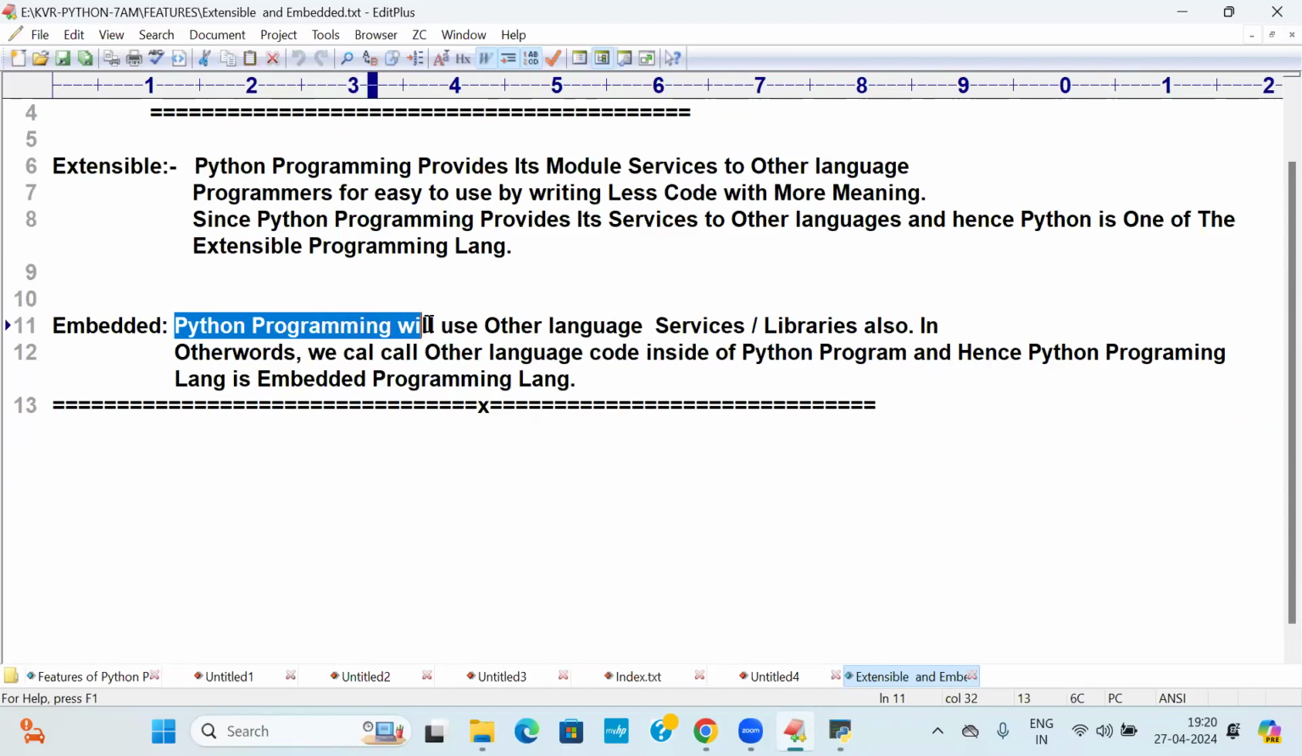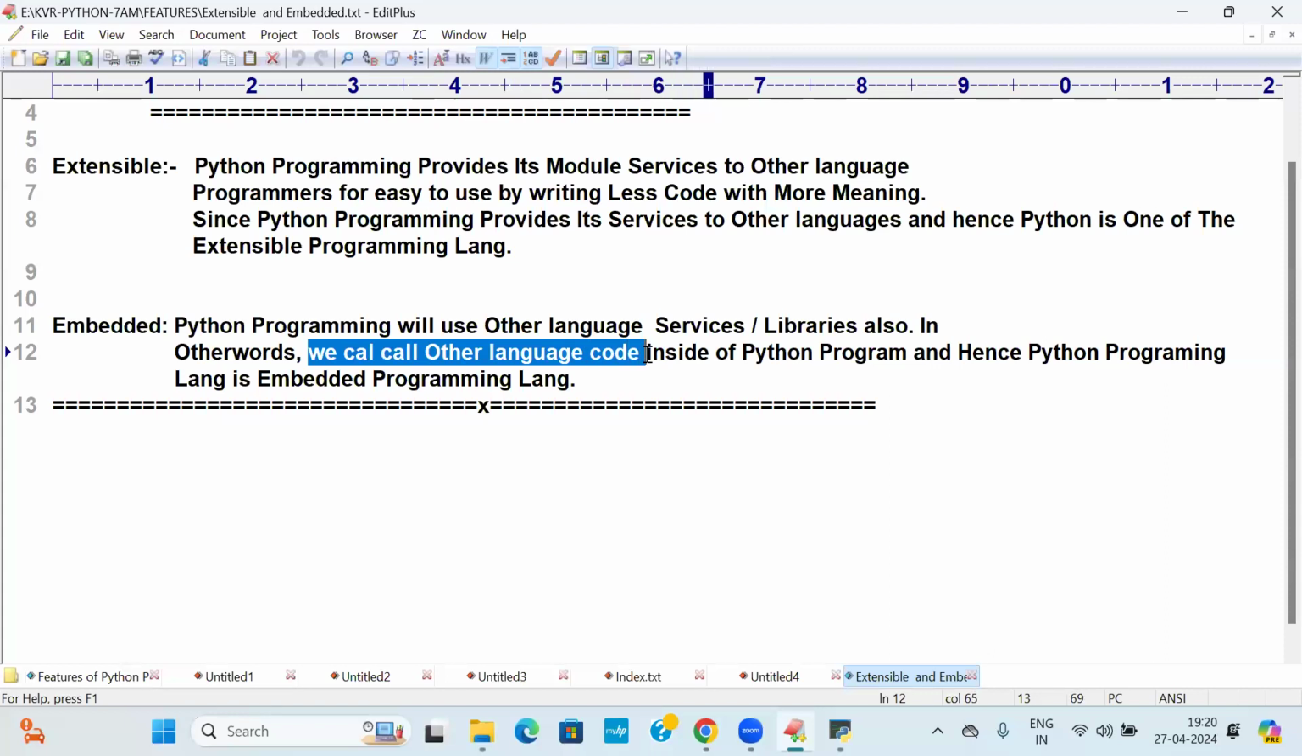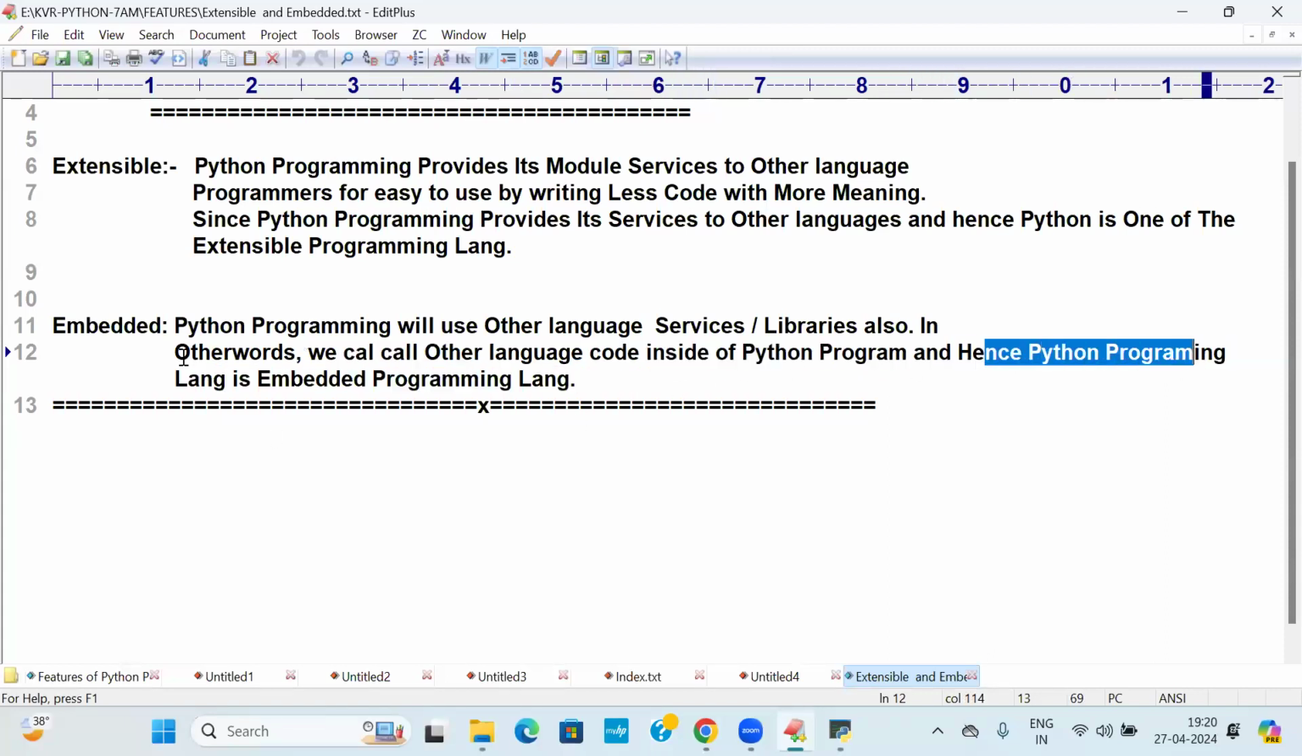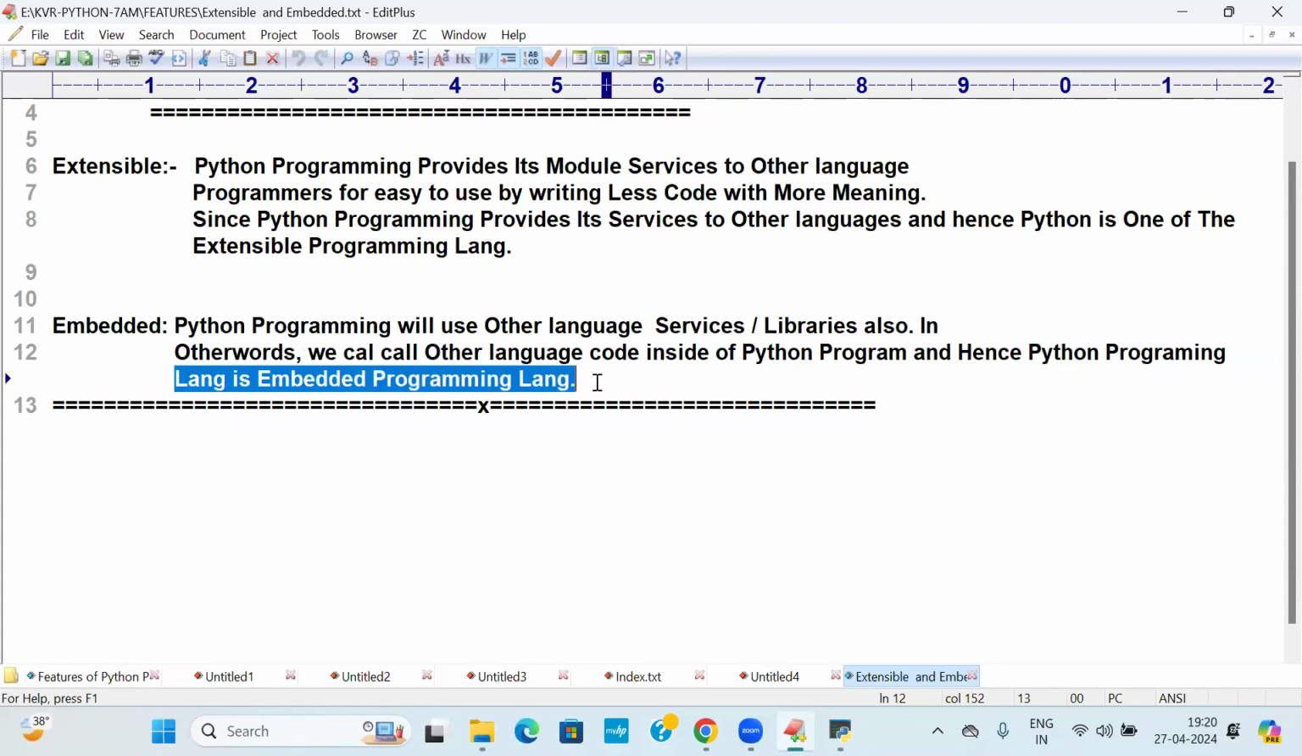Python programming will use other language services or libraries also. In other words, we can call other language code inside of a Python program. And hence Python programming language is called an embedded programming language. Extensible means helping others. Embedded means taking others' help. And don't think in reverse order.